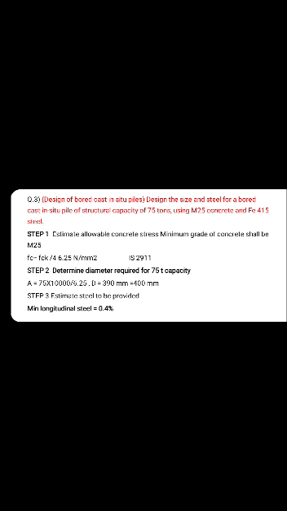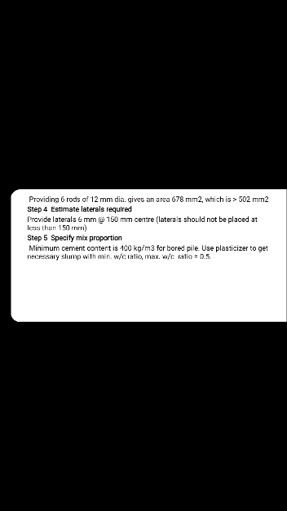Next step 3, estimate steel to be provided. Minimum longitudinal steel is 0.4%. Therefore, A is equal to pi by 4 into 400 into 400 into 0.4, which is 502 mm square, and provide 6 rods of 12 mm dia. Area is obtained as 678 mm square. 678 is greater than 502, OK.